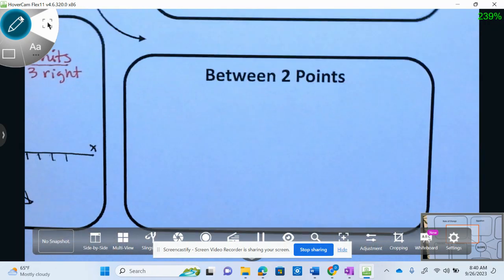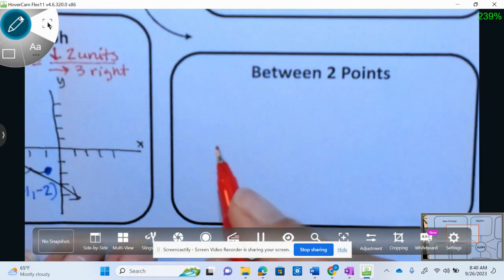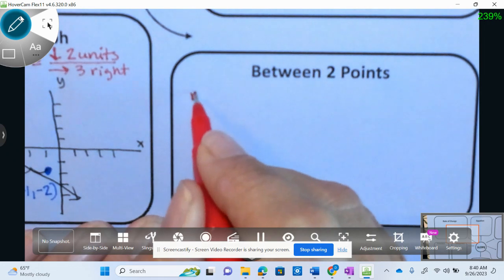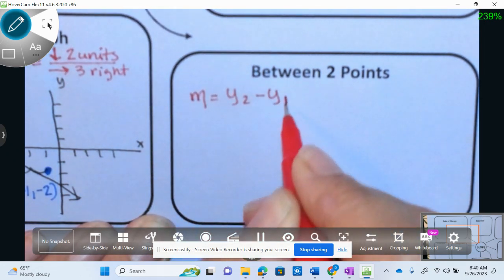You guys know how to do the slope between 2 points. What is it? How do I find the slope between 2 points? What's the formula? We call it the slope formula. Yeah, y2 minus y1 over.